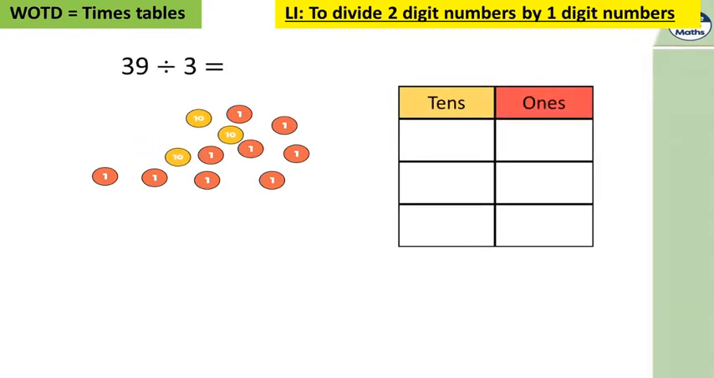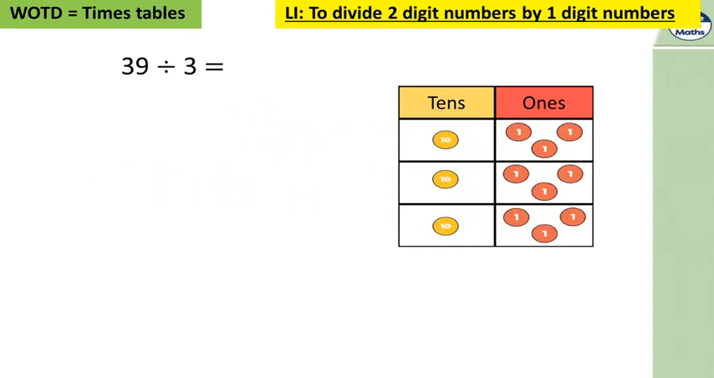So let's try it this way. So we have 3 groups there. If we split it evenly into 3 groups, we have 1 10, 3 1s. So let me just see. Let me go back. We're going to look at this bus stop method. So 39 divided by 3. Change my colour. Let's go to dark blue.